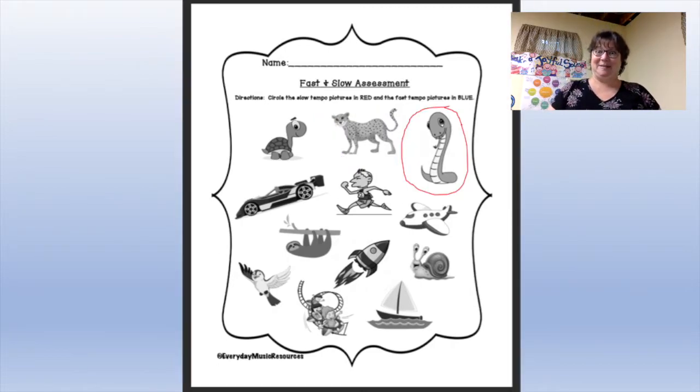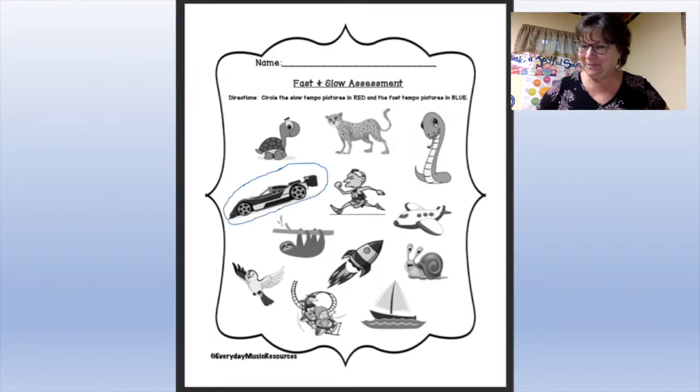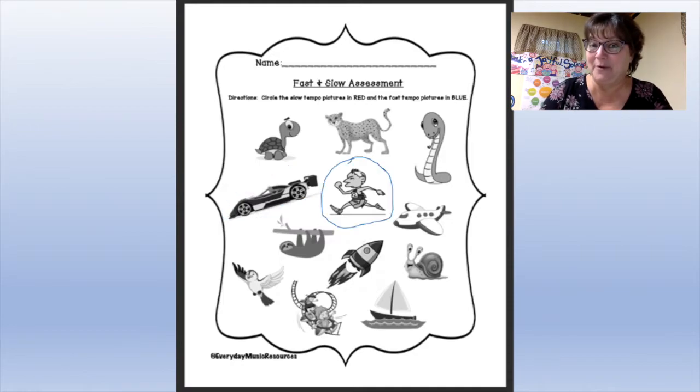The next one is a sports car. Now, cars can go slow or fast, but usually when we think of a sports car, we think of what? It's going pretty fast. And so I circled that one in blue. I hope you guessed fast tempo. The next one is a runner. Even if someone's jogging or running, they're going pretty what? Probably pretty fast. So if you said it's moving at a fast tempo, you were right, and I circled that in blue.